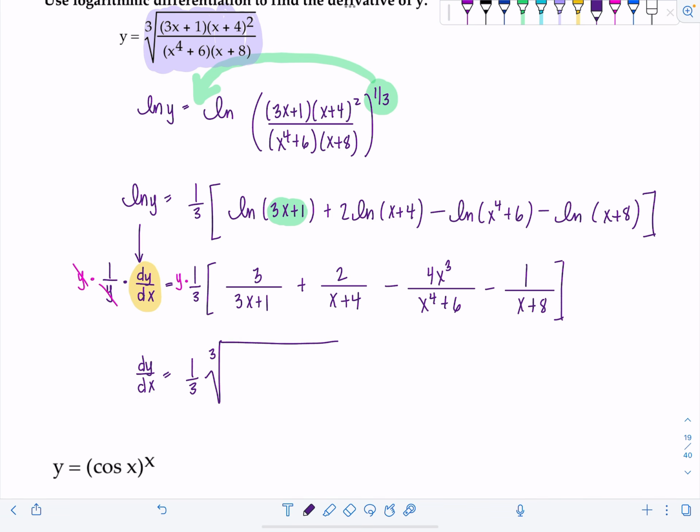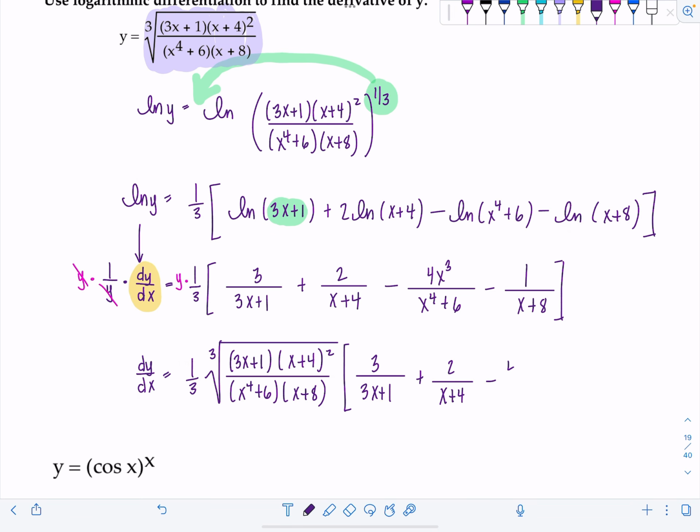Cube root of 3x plus 1, x plus 4 squared, over x to the 4th plus 6, x plus 8, and then we have 3 over 3x plus 1 plus 2 over x plus 4 minus 4x cubed over x to the 4th plus 6, blah, blah, blah. Typically, when you find a derivative, you need to get a common denominator.